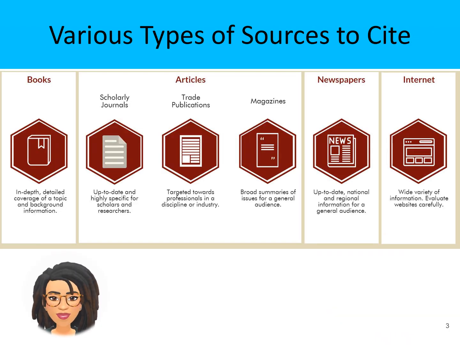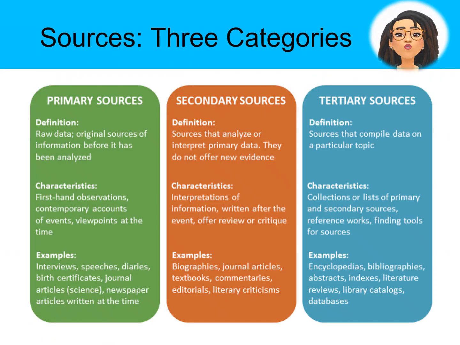There are various types of sources that you can cite. You can cite books, articles such as journals, trade publications, or magazines. You can cite newspapers, or you can cite websites that you find online. However, I would caution you to use the internet sparingly when it comes to finding sources, because you can't always trust what you find online. It would behoove you to familiarize yourself with our online database, because that will give you the most scholarly and up-to-date sources. There are three categories of sources that you will use.